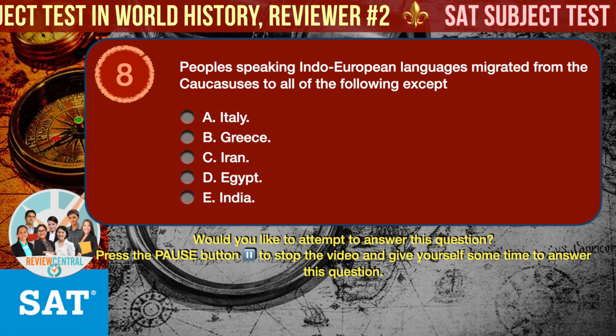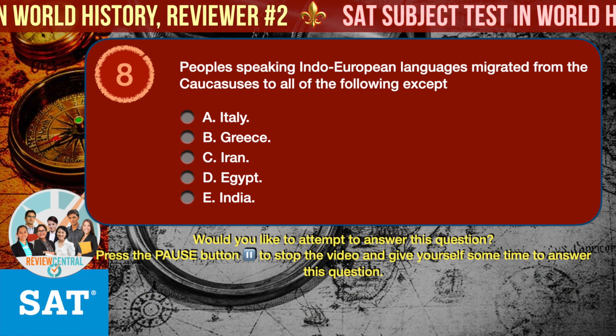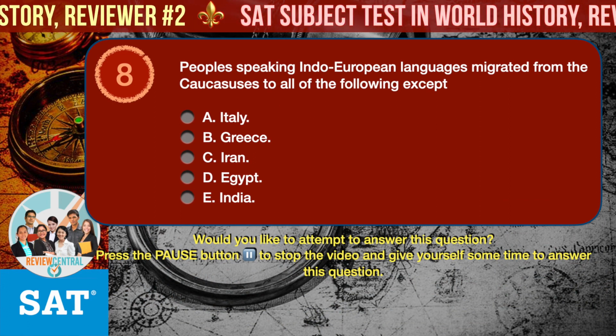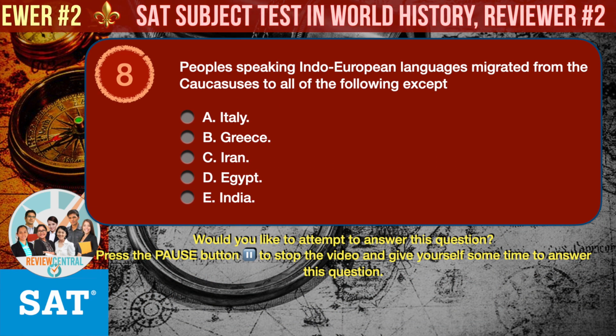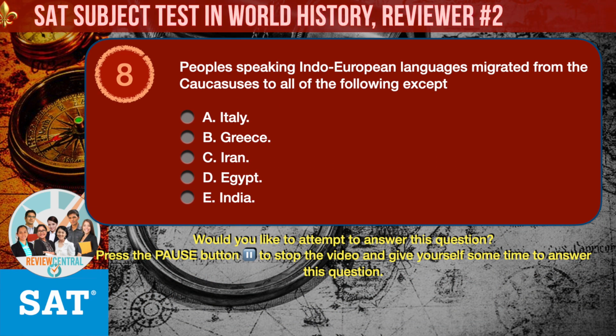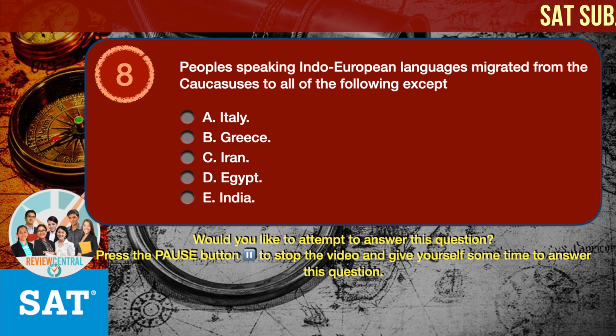Question number 8. Peoples speaking Indo-European languages migrated from the Caucasus to all of the following except A. Italy. B. Greece. C. Iran. D. Egypt. E. India.